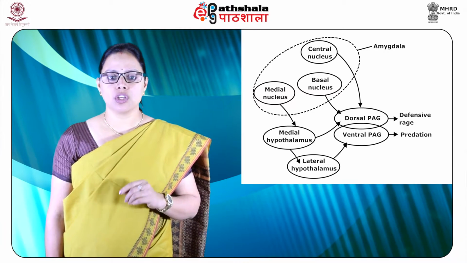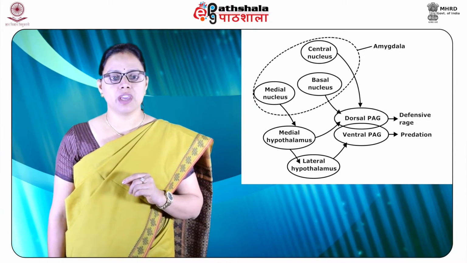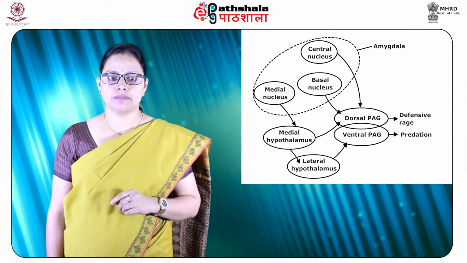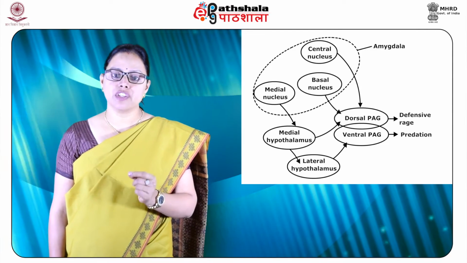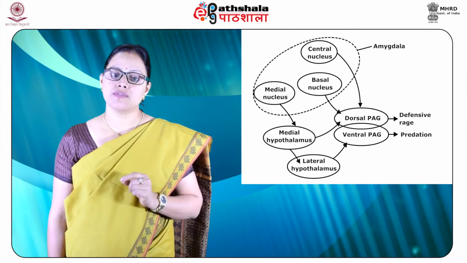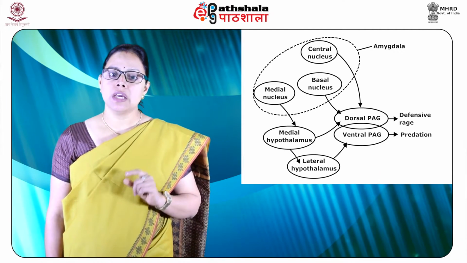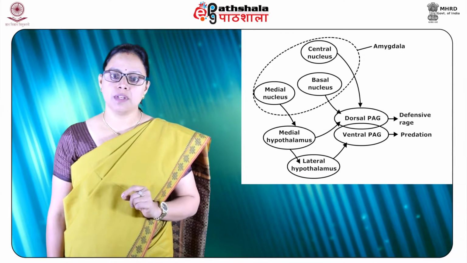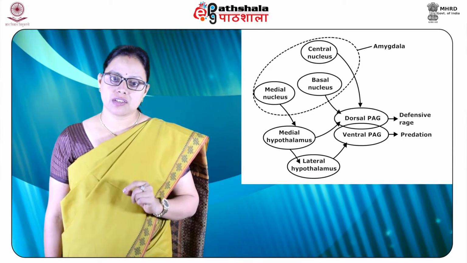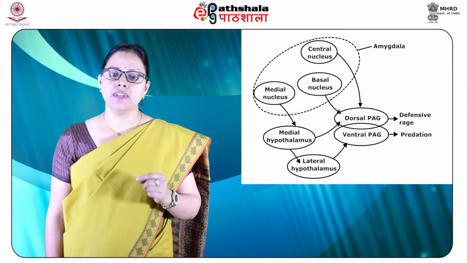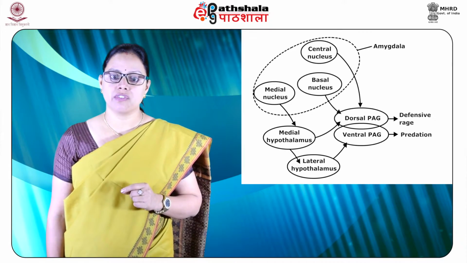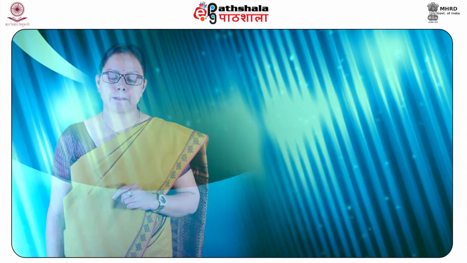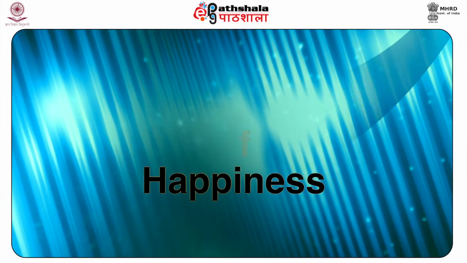The diagram shows the neural circuitry in defensive behavior and predation. Thus, a working definition of emotion may be given as follows. Emotion is an increase or decrease in physiological activity that is accompanied by feelings that are characteristic of the emotion and often accompanied by a characteristic behavior or facial expression. Let us now understand the emotion of happiness.